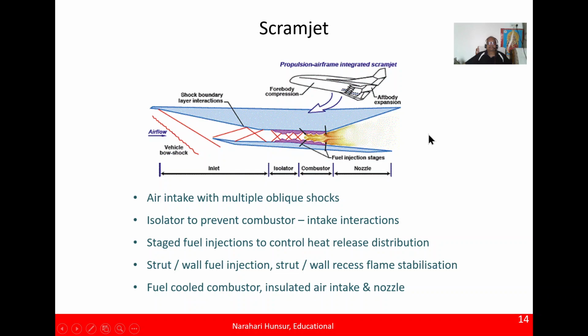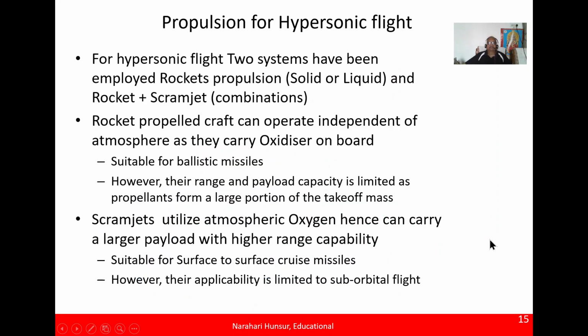Similar to a scramjet scheme, you can see here you have a series of oblique shocks, but they are not terminated by a normal shock, which means the flow in the combustor is still supersonic. And you have strut and wall injection, strut and wall flame stabilization, all that.